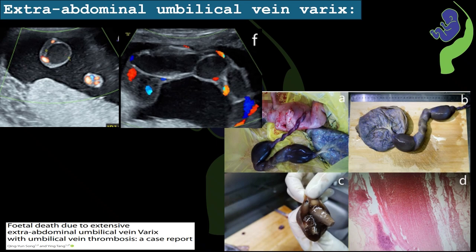Therefore, when planning for a management, several factors must be considered together, including degree of venous dilatation, presence of thrombosis or turbulence, gestation age, and fetal hemodynamic status. These parameters directly influence the clinical decision making.